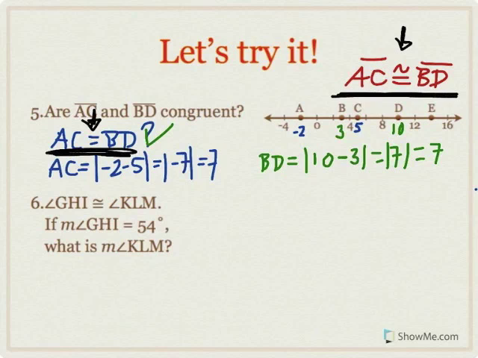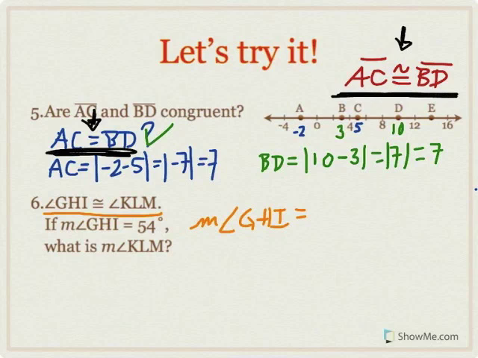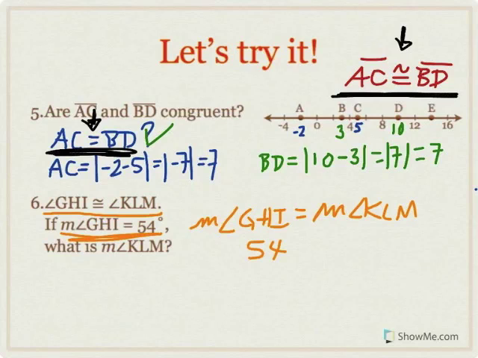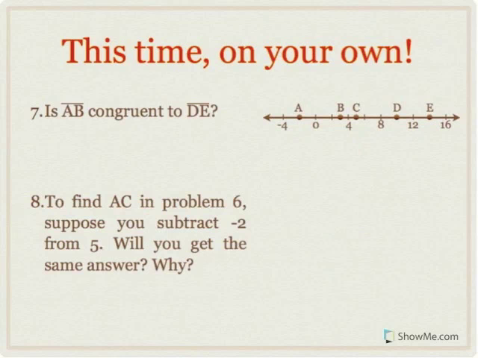For question number 6, we're told that angle GHI is congruent to angle KLM. Well, the definition of congruence says that their measures are equal. If they're congruent, then their measures are going to be equal. Since we know that the measure of angle GHI is 54 degrees, we also know that the measure of angle KLM is 54 degrees. It's now your turn to try this on your own. Press pause, and when you have your answer, press play to make sure you are correct.